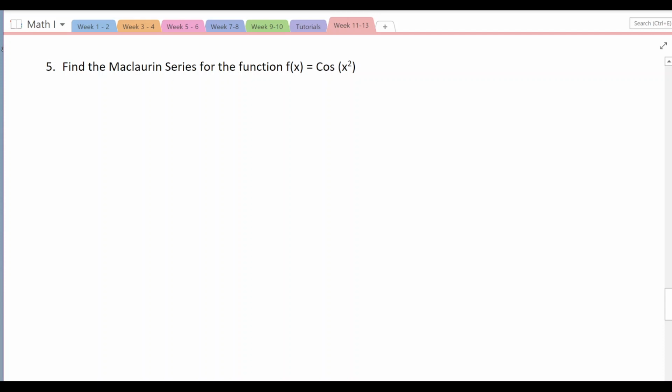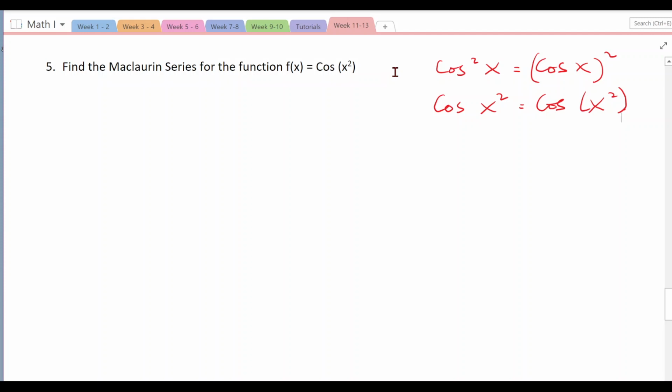Sometimes in textbooks or in questions we have cos squared x. Cos squared x is equal to cos x in brackets, squared. Cos x squared is simply cos of x squared, which is the case we have here. So find the Maclaurin series for cos of x squared.